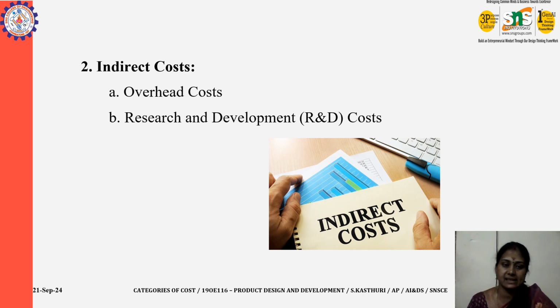Next comes the indirect cost. Indirect costs are expenses that cannot be directly traced to a specific product but are necessary for overall production and business operations. First one is the overhead cost. Factory overhead: general expenses related to running the production facility. Administrative overhead: cost of administrative activities that support product development, such as office supplies, software and management salaries. Next one is the depreciation: the reduction in value of equipment, machinery and other assets used during the production process.